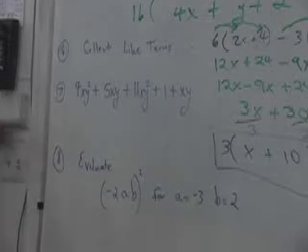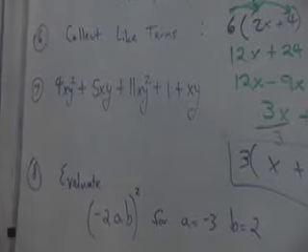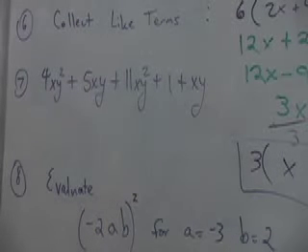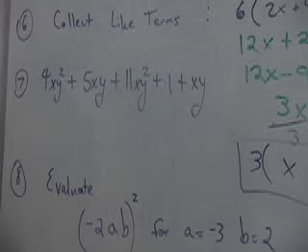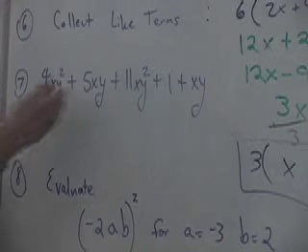Number 7. What about number 7? It just says collect like terms. How do we collect those like terms? Taylor, which ones of these do you want to put together? Which ones should we put together? 11 and 5 and... The 4?